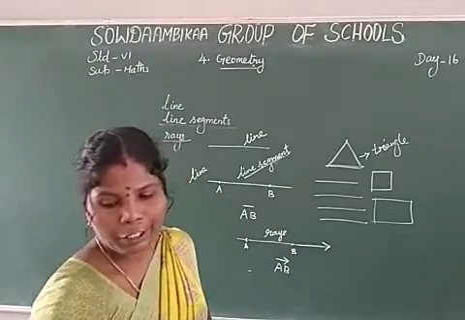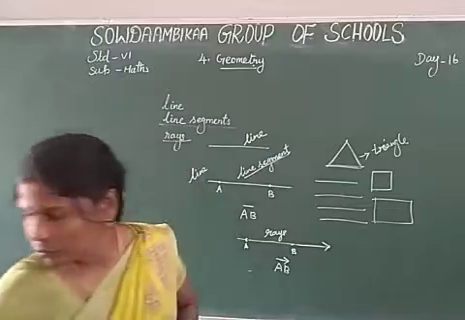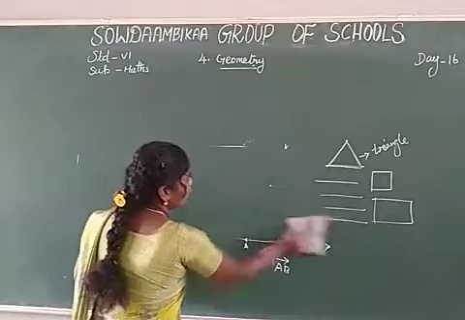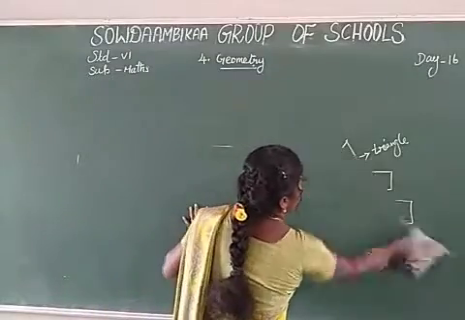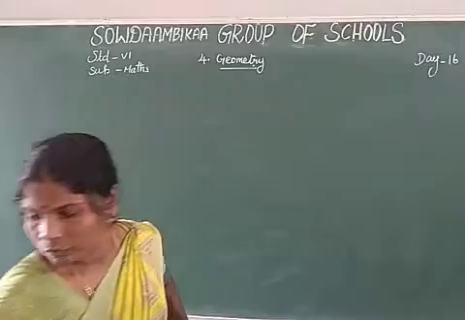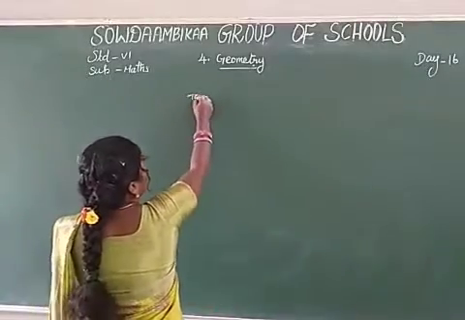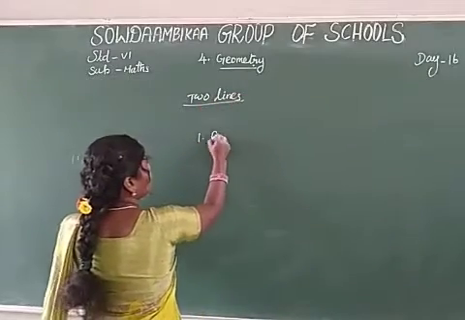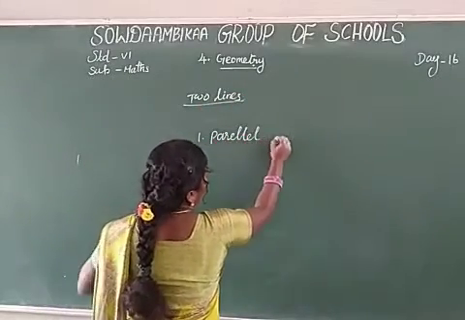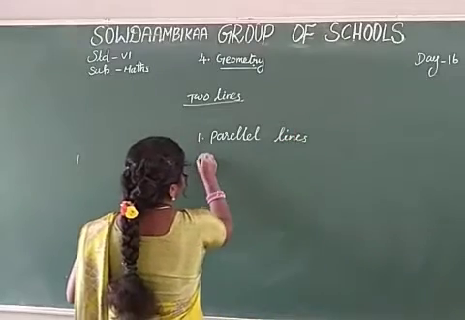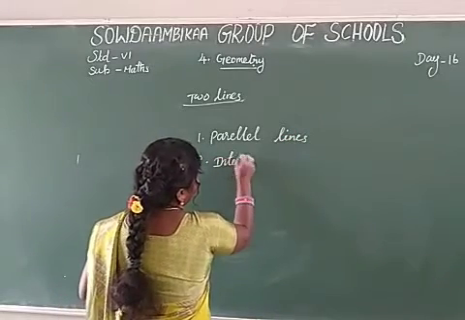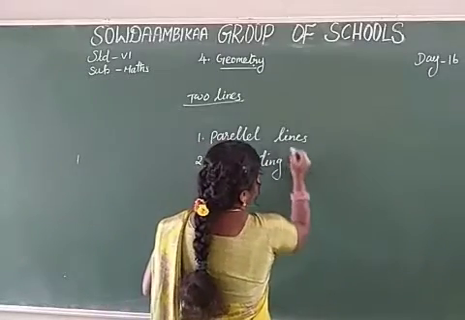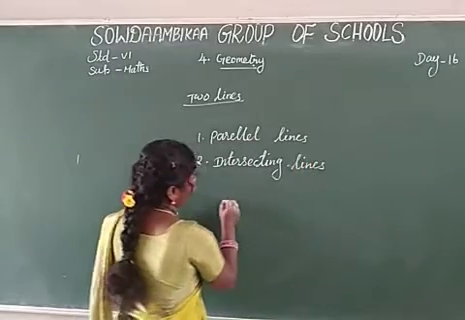Next, take page number 84, the topic Two Lines. The two lines are: one, parallel lines, and another, intersecting lines.